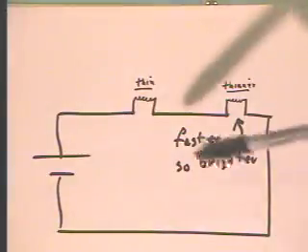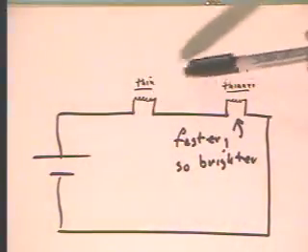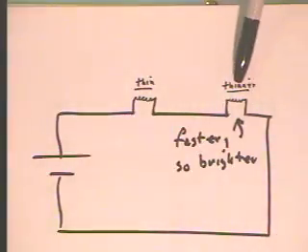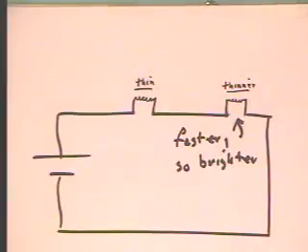Okay, now, if we have a circuit with a thin wire here and a thinner wire here, why is it that this wire is going to glow more brightly than this one, or will it? And we'll see in a minute.